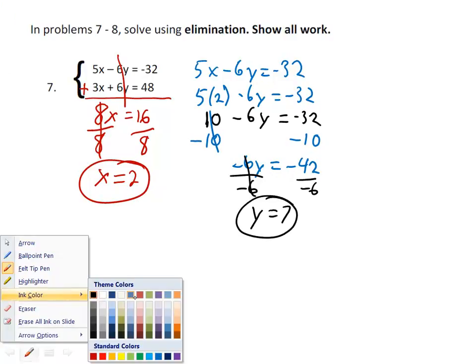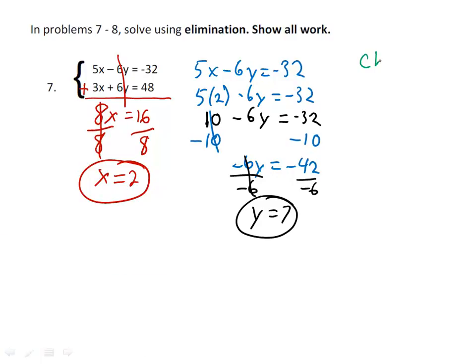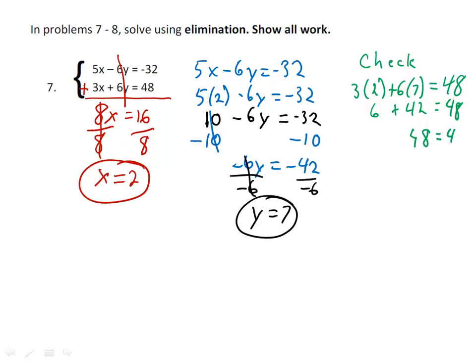And lastly, we'll check this using the other equation. So that's 3 times x, which is 2, plus 6 times 7. And we're seeing if that equals 48. 3 times 2 is 6. 6 times 7 is 42. And it does equal 48. So we know we have our correct answer, which is 2, 7.